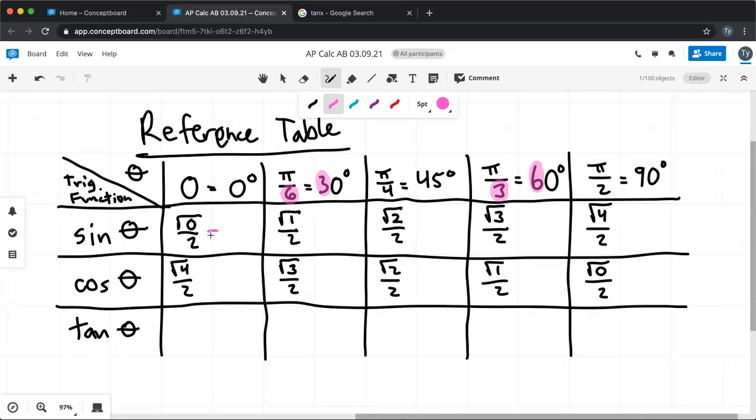And of course, we could just rewrite this as 0. But you might see this pattern, why I wrote it in this strange way. We have √0/2, √1/2, √2/2, √3/2, √4/2. So we're just adding 1 to this bit each time. Another nice thing about this is the cosine. It just does the opposite. It starts at 4, and then it decreases 1 each time.